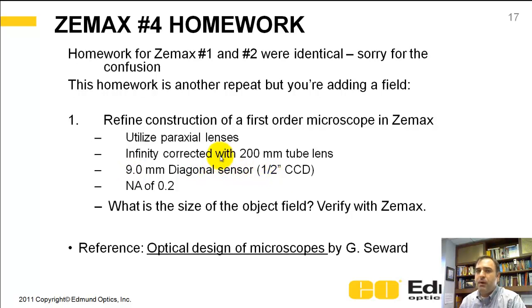So depending upon how you set your system up, whether your objective was first in your microscope or your tube lens was first in your microscope, you're going to need to set your fields accordingly. And once you've done this, what is the size of the object field? Your detector plane is 9. What your subject that you're blowing up in your microscope, what is the size of the field? And it's easy to calculate based on the magnification of the telescope, but I'd like you to verify it in Zemax.